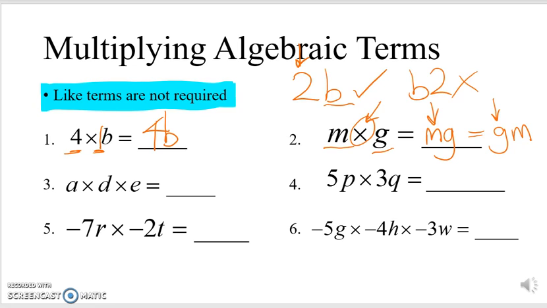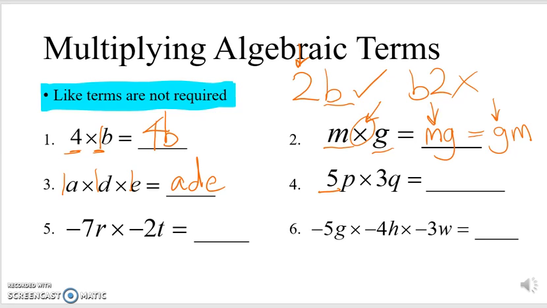Here we have a times d times e. We know we've got these coefficients of 1, but really when I multiply 1s, I just get 1. So I'm not going to write that down. But I will multiply the a by d by e, and I'll get ade. Just like before, you could have ead or dea. Just choose one order and stick with it.